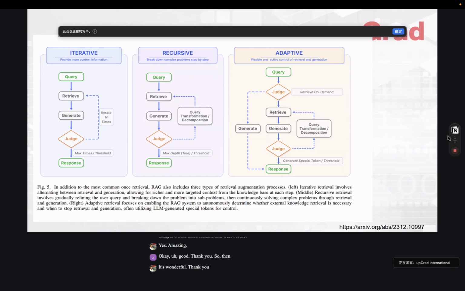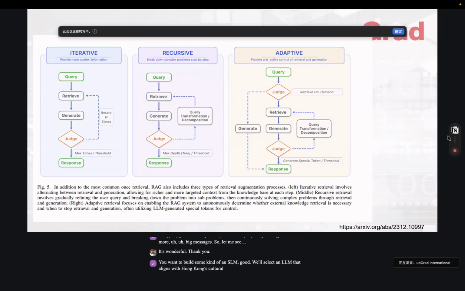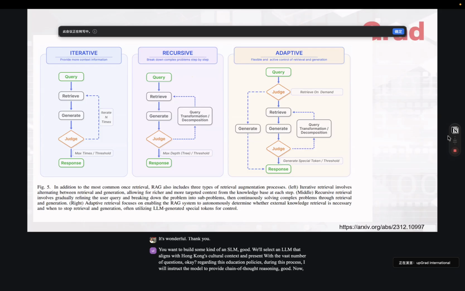So then I have Andy talking about some more big messages. Let me see. You want to build some kind of an SLM? Good. We'll select an LLM that aligns with Hong Kong's cultural context and present it with a vast number of questions regarding education policies. During this process, I will instruct the model to provide chain of thought reasoning. Good. Generate extended follow-up questions. So this generated data set will be used to train the SLM. I have only a few questions, so let me read that and then answer or ask you back.